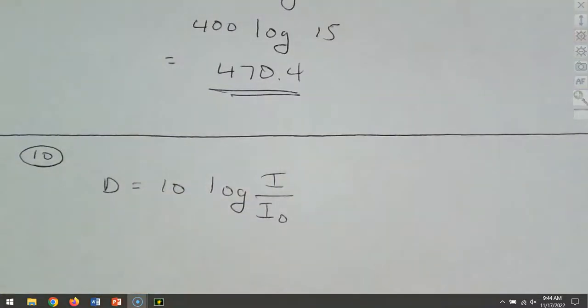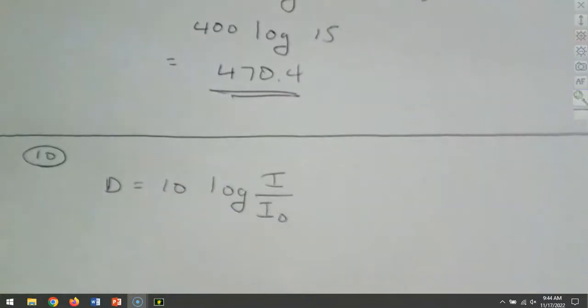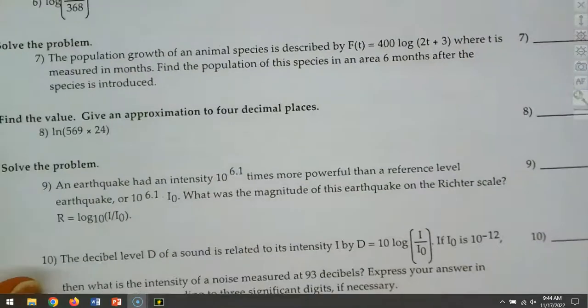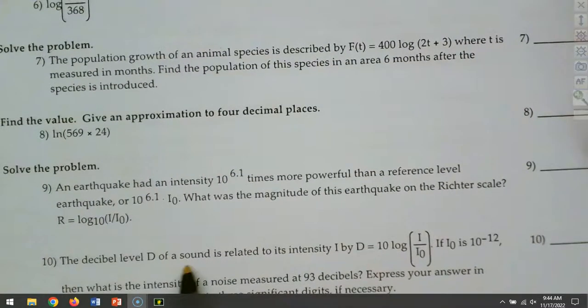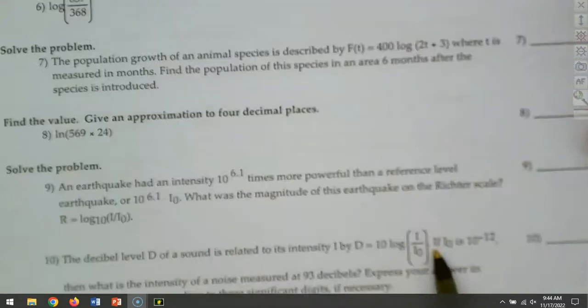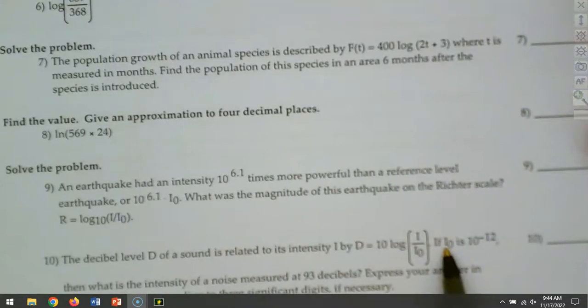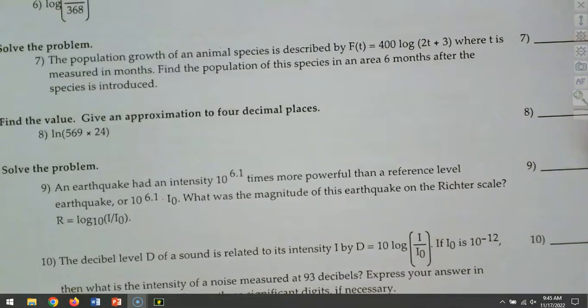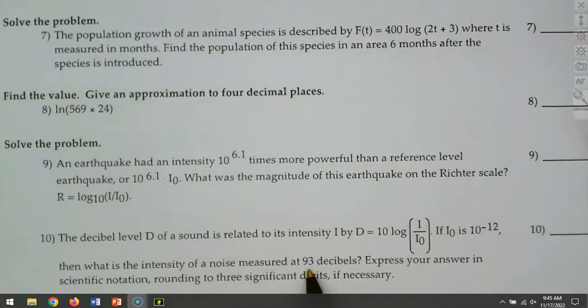So that's our decibel scale. The only difference between the decibel scale and the earthquake scale, the Richter scale, is the fact that on sound we have a 10 in front of our logarithm. Okay, so we want to find the intensity of this sound if I naught is 10 to the negative 12th power, and we want to know what that sound intensity is at 93 decibels.